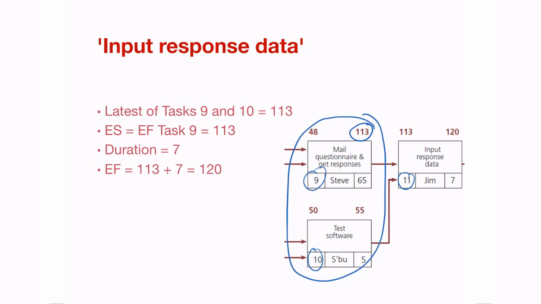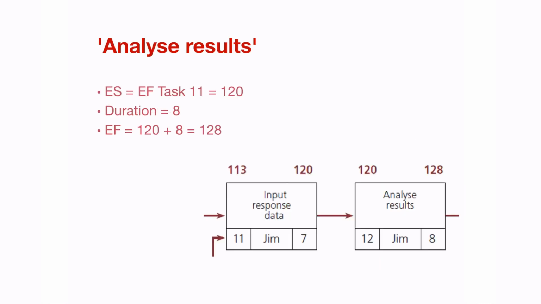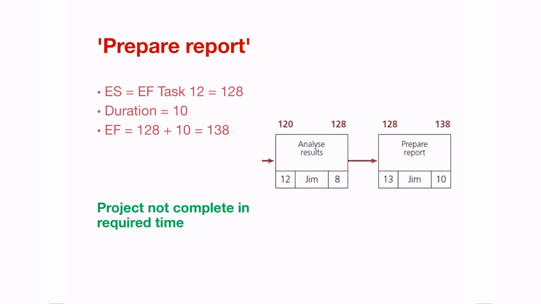So on day 113, task 11 kicks off, which is Jim inputting the data, and it takes 7 days. So 113 plus 7 equals 120. Now the results need to be analyzed, which is task 12, and that goes from day 120. It takes 8 days. Now we're sitting on day 128.